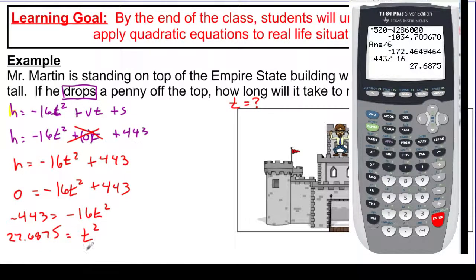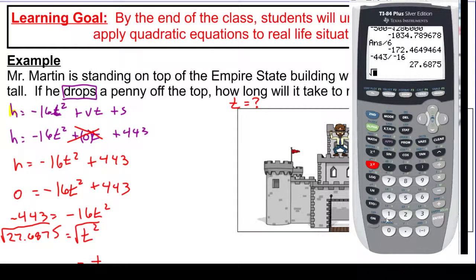Now it's saying I want to know what t is, so it looks like I need to square root both sides. My final answer for time, t, is equal to the square root of 27.6875. Let me plug that in and hit the square root of my answer. The square root is 5.26. So I'm going to say time is 5.26 seconds.